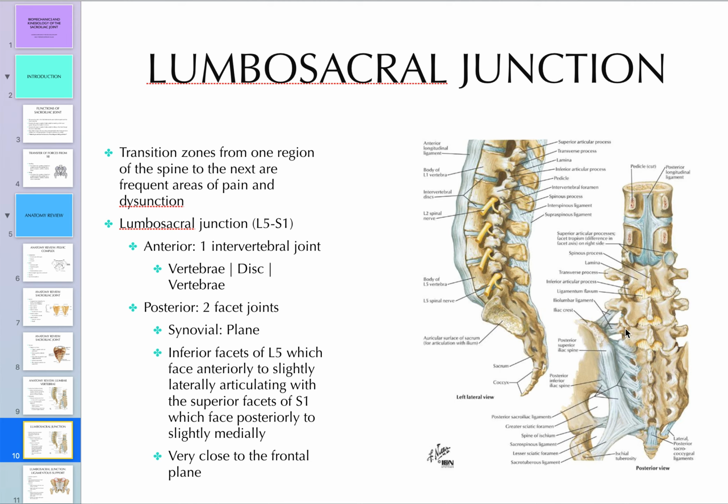And posteriorly, we have two joints articulating together. Once again, it's two facet joints. They're plane synovial joints, and gliding will be allowed at these joints. So the inferior facet of L5, which faces anterior to slightly lateral, which I mentioned a slide ago, will be articulating with the superior facet of S1, right here. This is the superior facet of S1, which faces posteriorly to slightly medial.